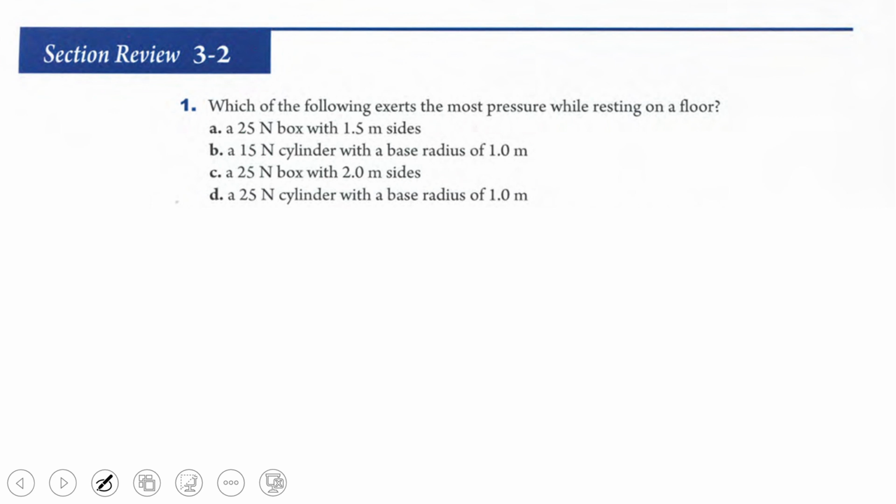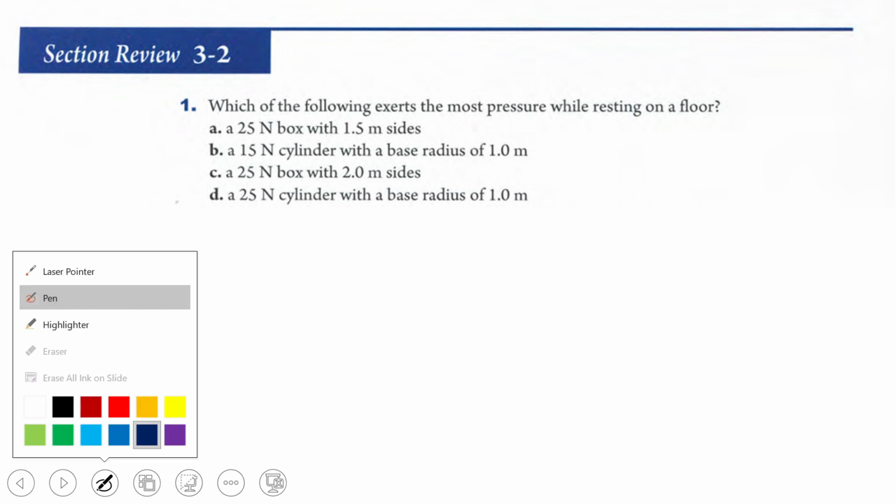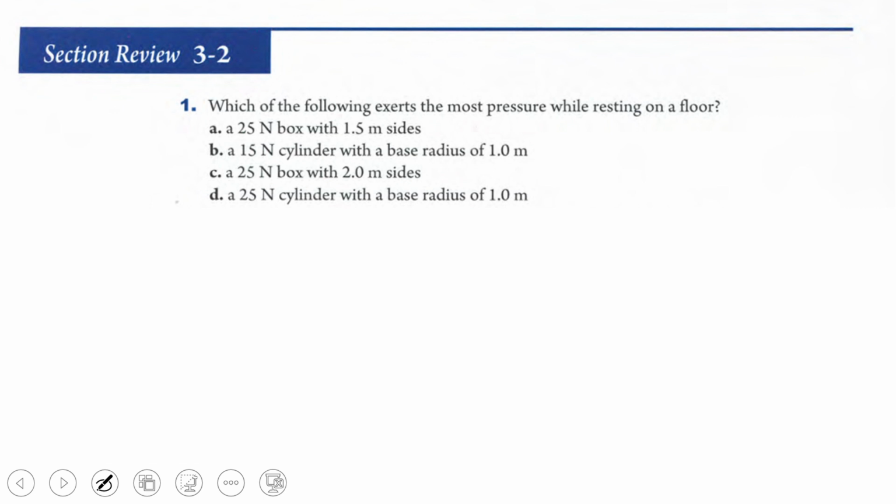Students, we have some examples for reviewing this section. Section 3.2, Question 1. Which of the following exerted the most pressure? We have 4 parts, A, B, C, D. In which one of them will we get more pressure? First, let me divide this whiteboard, this slide, because you have to solve every part to choose which one has more pressure.